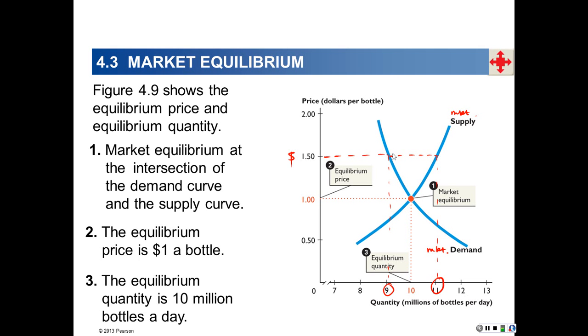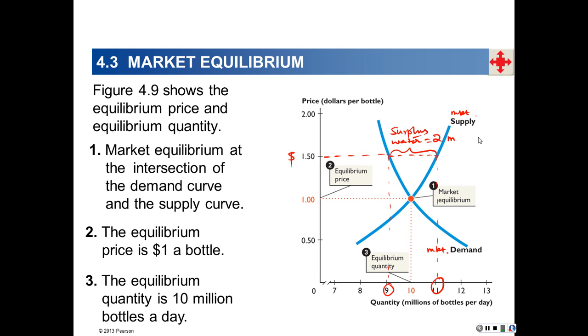So this gap here between these two curves, this horizontal distance between them, represents what? Well, that represents surplus water in this market. The fact that producers have produced more water than consumers want. And what is that surplus water equal to in this case? 2 million bottles. Is that right? 11 million minus 9 million. So that horizontal distance indicates that there is surplus water in this market.